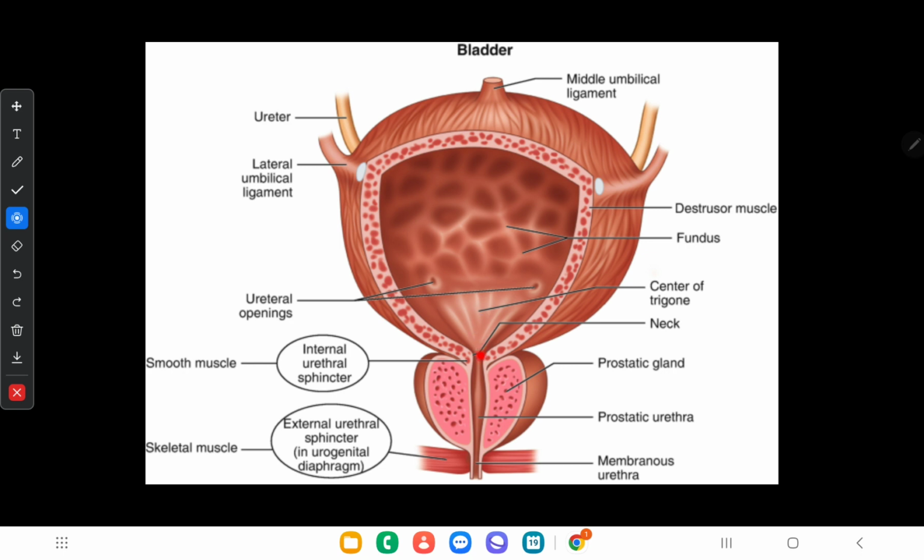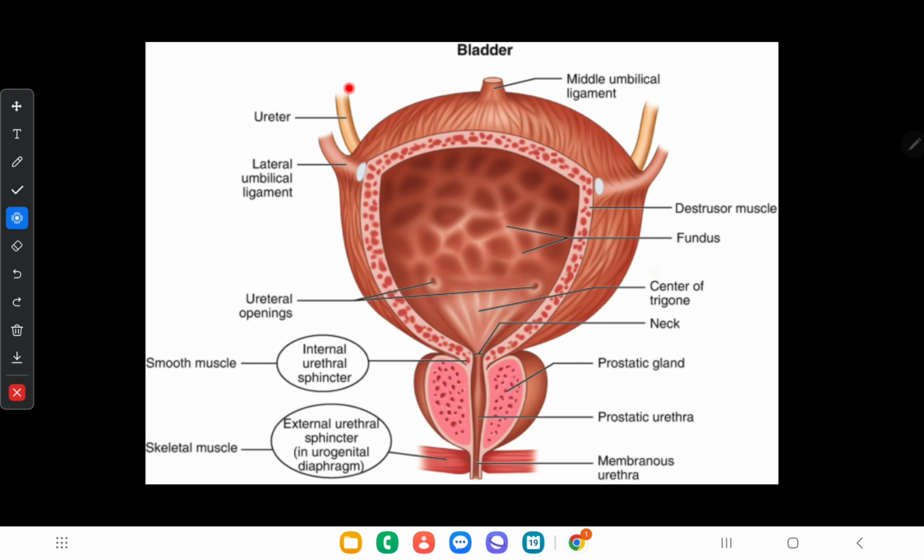Then the ureters pierce the bladder wall obliquely, and this provides a valve-like action. You can see they are coming in an oblique manner here. Due to this oblique manner, it acts as a valve-like structure, so it prevents the regurgitation or reverse flow of urine via the ureters.